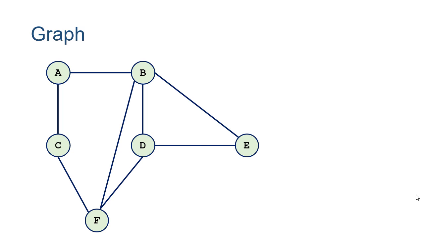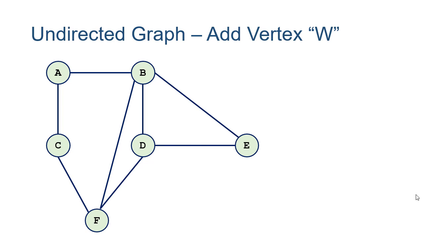We have 6 vertices and 8 edges. Now this is an undirected graph because the edges don't have a direction. We'll see some directed graphs later. Now we can add a vertex W to this graph, and this right here is a valid graph because it has vertices and edges. Just because W doesn't have an edge to any other vertex doesn't mean that this isn't a valid graph. We just say that it's not connected because you can't get from one vertex to any other vertex in the graph.